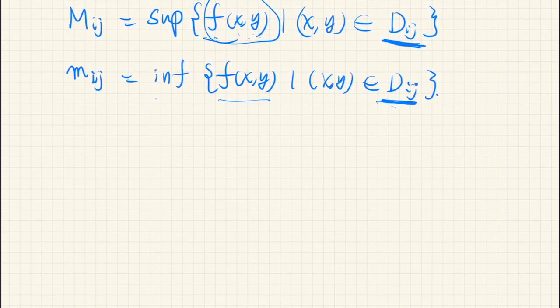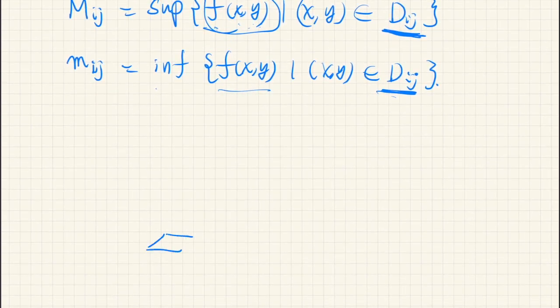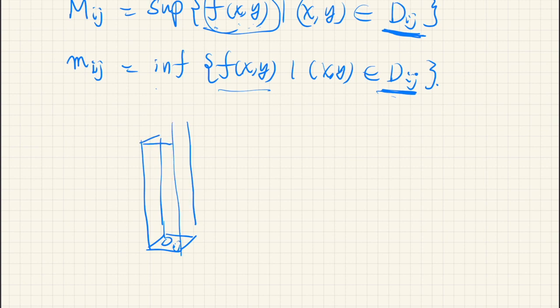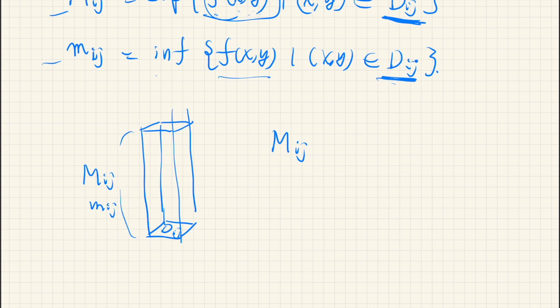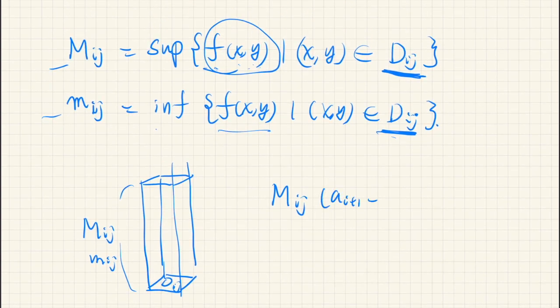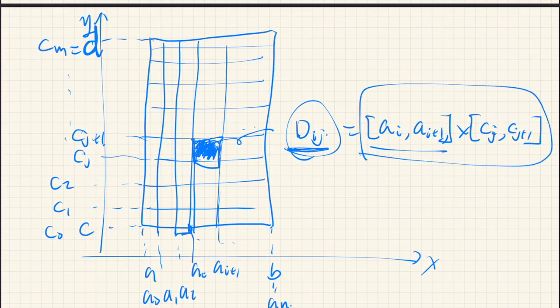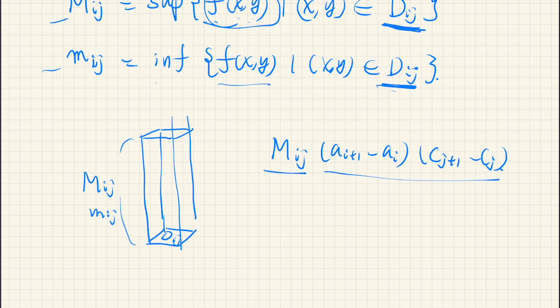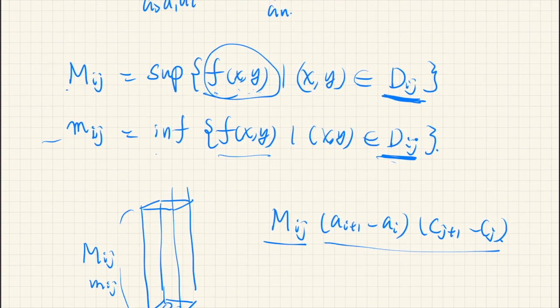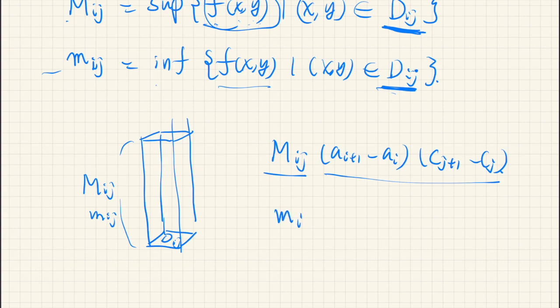If we define it like this, then consider the cuboid of this shape. This is Dij, and the height is either this or this: the height is Mij or mij. The volume is the height times the base area, which is (ai+1 minus ai) times (cj+1 minus cj), because this is the region. So the area is this. The height is this for this one, and for the smaller one, the height is lowercase mij. The base area is the same.